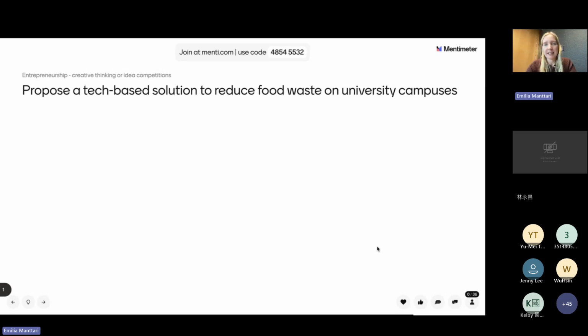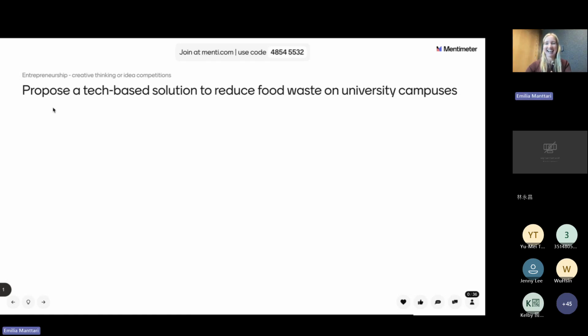And this is also something that you don't need to only focus on entrepreneurship. You could of course do idea competitions in any subject that you're teaching. So it definitely doesn't need to be entrepreneurship focused. But the example that I had here is propose a tech-based solution to reduce food waste on university campuses.